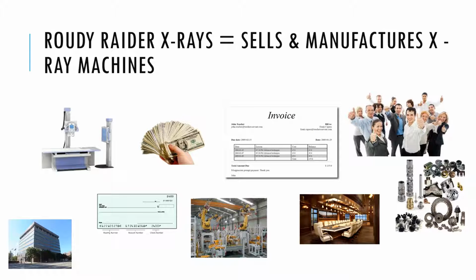So let's take a step back and think about what is in a company. And why do I say that you can find every part of a company or a business in a balance sheet? So let's think about the Rowdy Raider X-rays. They sell and manufacture X-ray machines. They're based in Ohio. Surprise, surprise.